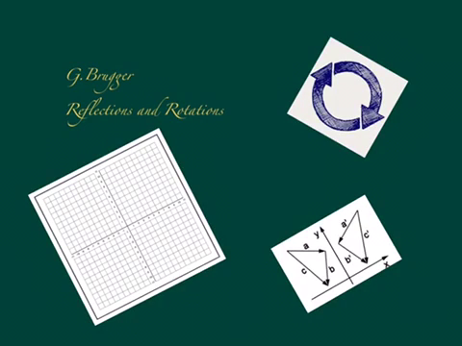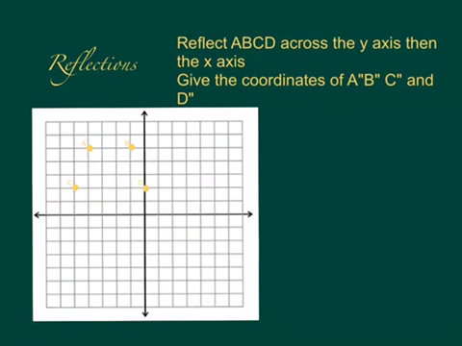The tutorial you are watching is going to be teaching you reflections and rotations in math with a graph. Reflections are when you reflect across a certain axis. Here, the question says, reflect across the y-axis, then the x-axis. Then, give the coordinates of A prime, B prime, and C prime.